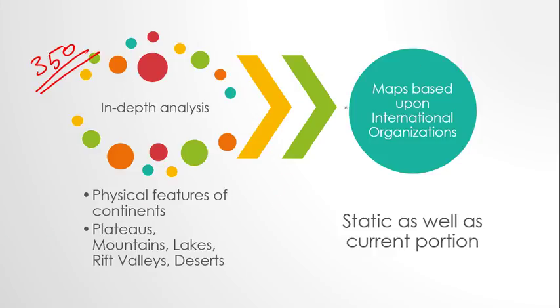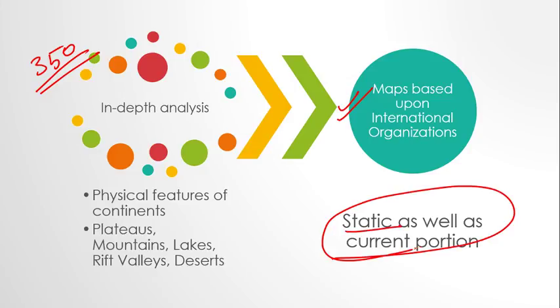Also, the maps that I would be covering in this particular course would be based upon the static as well as the current portion. For example, national parks, headquarters of different international organizations, trenches, different tectonic plates, the major as well as the minor ones, or the ring of fire, or Micronesia, Polynesia, Melanesia, all these island groups and archipelagos, these are the static part of geography.